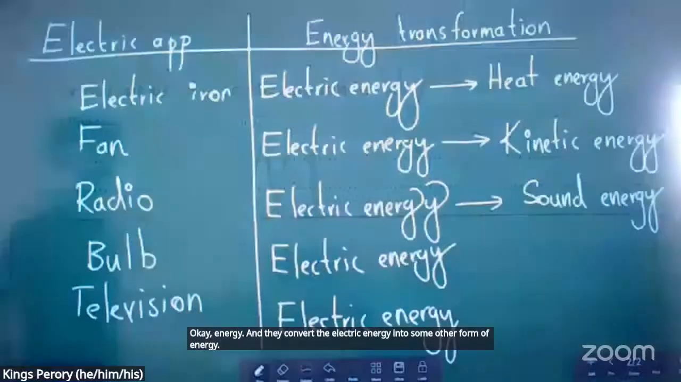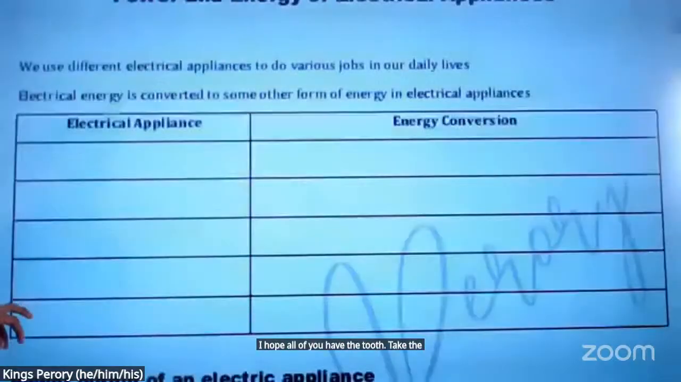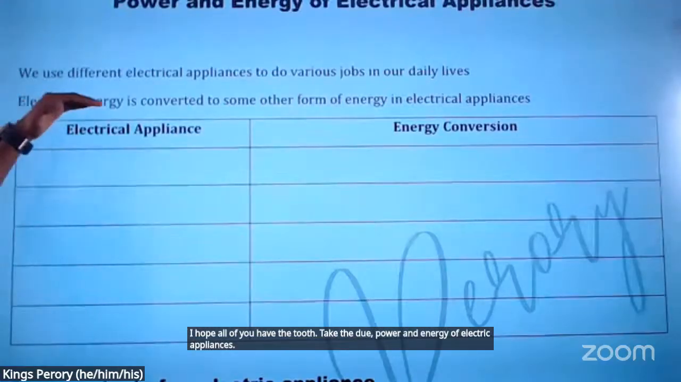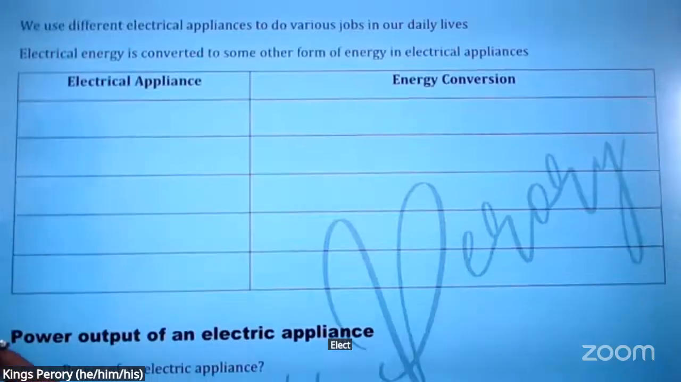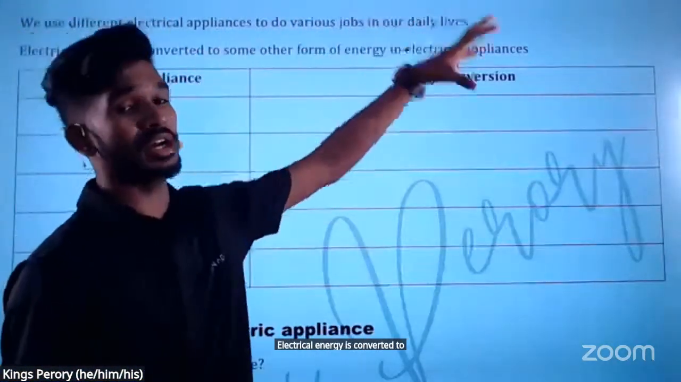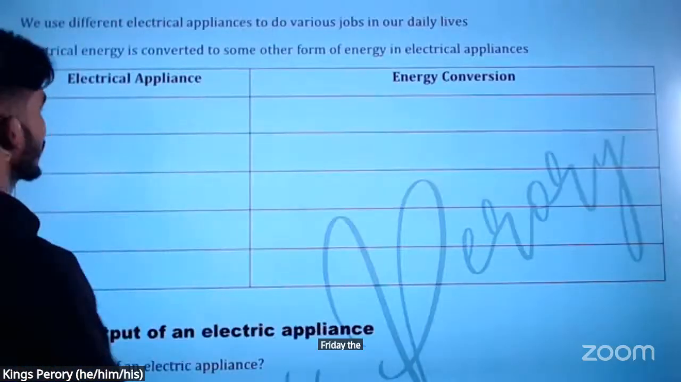Take the tute. I hope all of you have the tute. Power and energy of electric appliances. We use different electric appliances to do various jobs in our daily life. Electrical energy is converted to some other form of energy in electric appliances. Write the appliances, write the conversion.